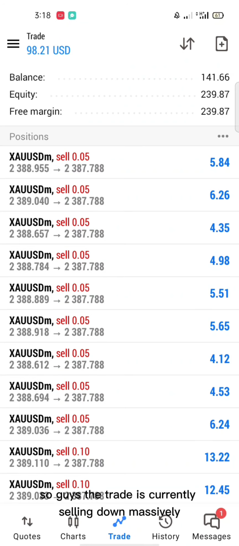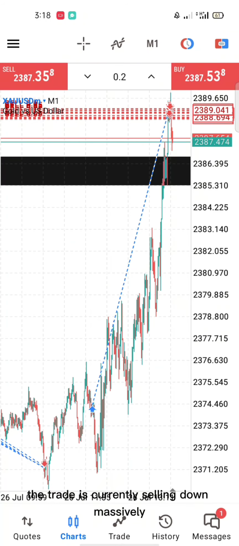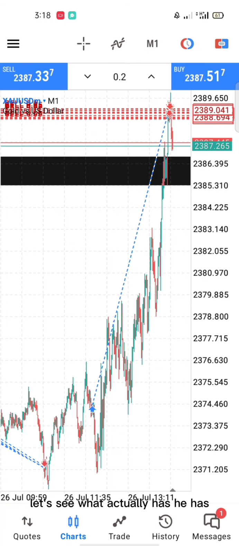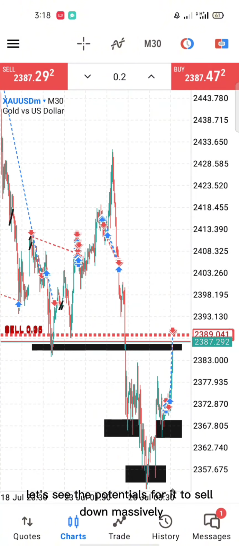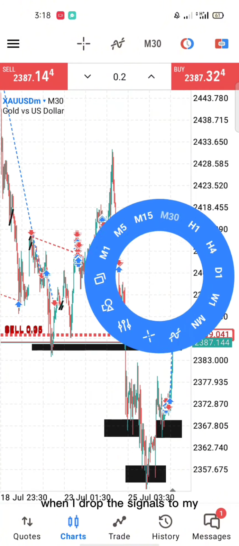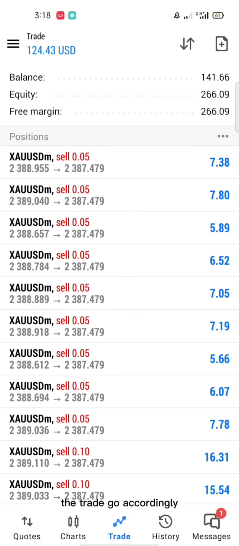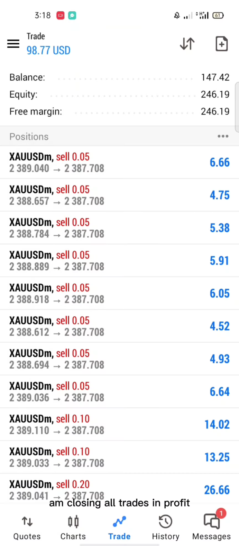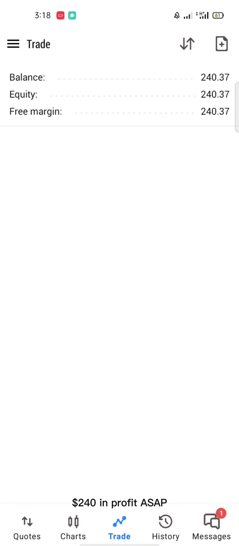So guys, the trade is currently selling down massively. It is rejecting from my zone. See what the trade is doing there. Let's see the potential for it to sell down massively. When I drop signals to my academy and my VIPs, the trade goes accordingly. I'll be closing out the trade in profits ASAP. We are currently up $240 in profit.